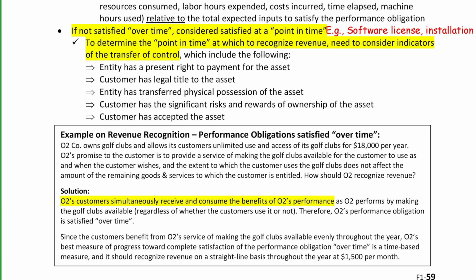So in this case, highlight O2's customers simultaneously receive and consume the benefits of O2's performance, as O2 performs by making the golf clubs available regardless of whether the customers use it or not. Therefore, O2's performance obligation is highlight satisfied over time. So, given the revenue of $18,000 per year per customer, O2 may recognize the revenue at $1,500 per month throughout the year.